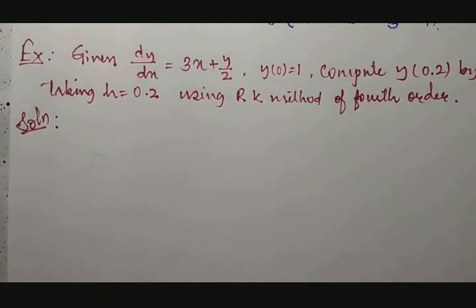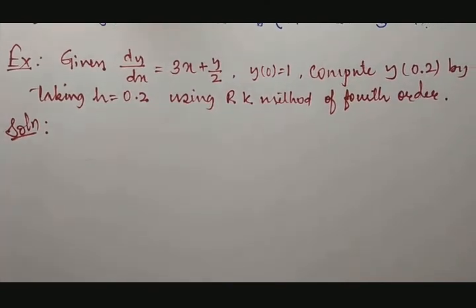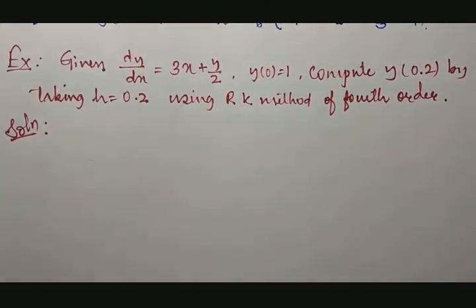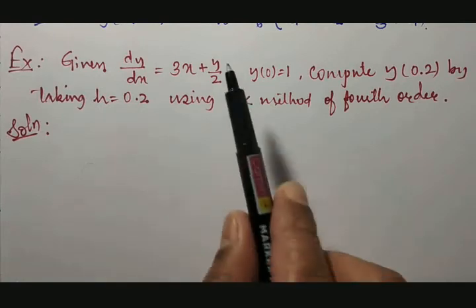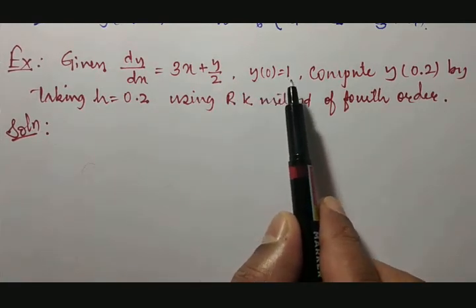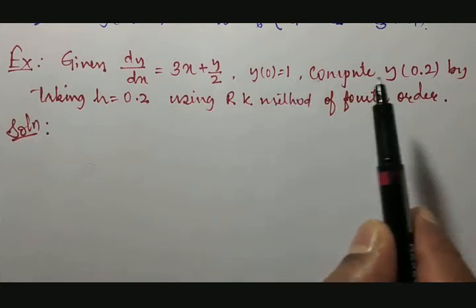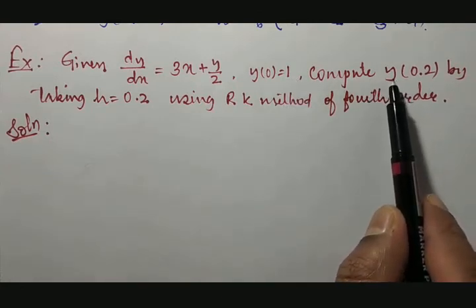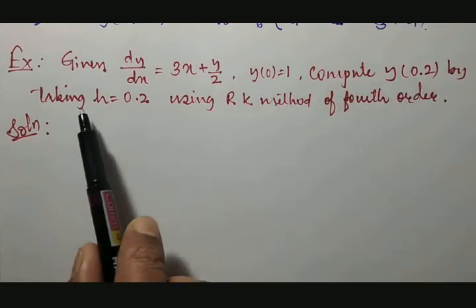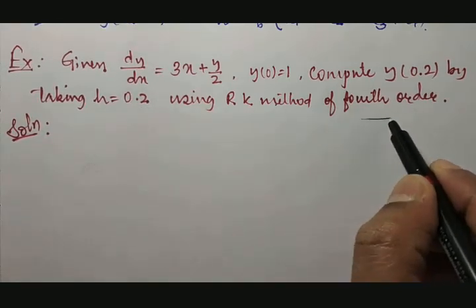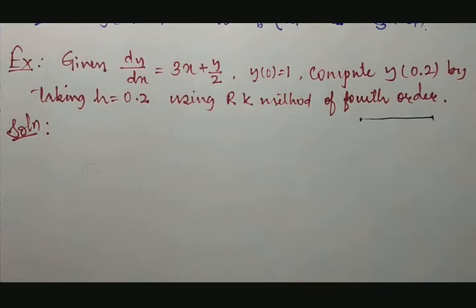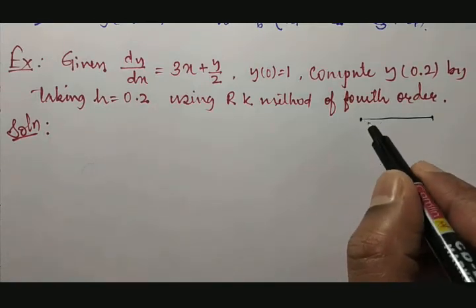Let us take the example: given dy by dx is equal to 3x plus y by 2, where y of 0 is equal to 1. So we need to compute the value of y of 0.2 by taking h is equal to 0.2 by using the RK method. RK method is nothing but the Runge-Kutta method, the RK method of fourth order.